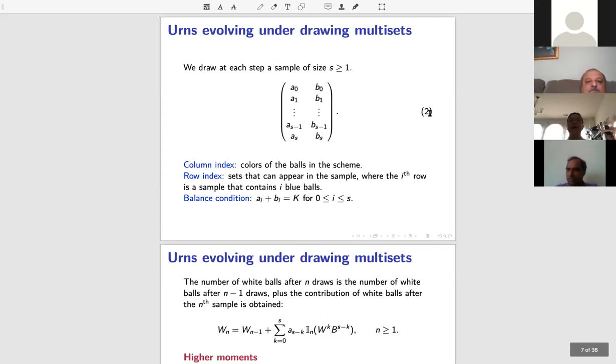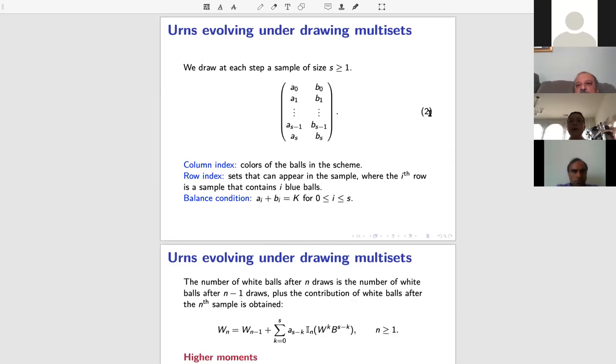So in our project, we will consider the generalization from taking 1 ball at each time step to taking a multi-set of general size S. And so for a multiple drawing urn model, the dimension of the replacement matrix will be (S+1) by 2. The column indices of this matrix are still the colors of the balls in the scheme. We use white and blue, and the row indices are the sets that can appear in the sample, where the i-th row is the sample that contains i blue balls.